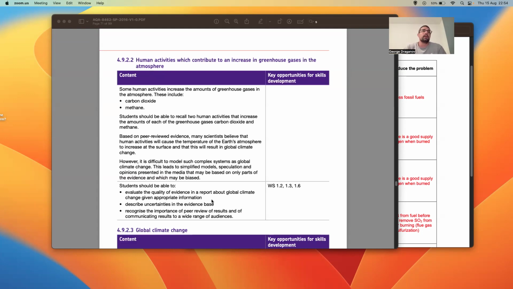So if we go to the nitty-gritty of it, understand how CO2 and methane have increased and how CO2 and methane are being formed by humans. So students should be able to recall 2 human activities that increase the amount of each of the greenhouse gases. So for CO2, burning more fossil fuels is one way. And methane would be farming. So cows eating more meat. Cows release methane when they fart. So those are the 2 main methods.